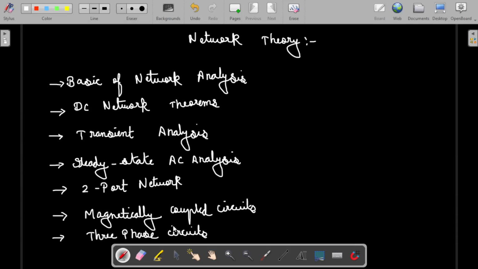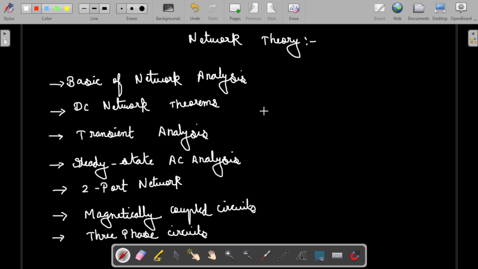Hey guys, the next subject that we are going to start is network theory. As you guys know, network theory is one of the very simple subjects. Compared to communication systems, semiconductor devices, and analog electronics, this is very small. Conceptually it is also very easy to understand, and the time you spend learning this course will also be very small.